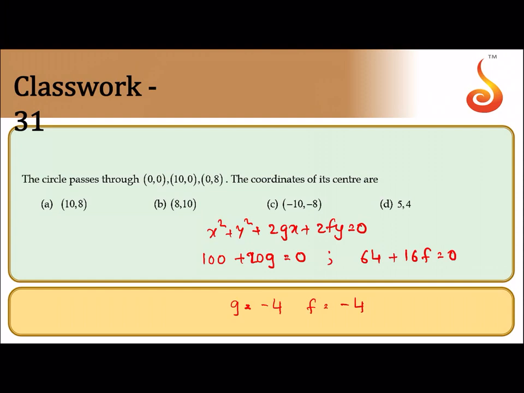Sorry, we did somewhere a mistake. Let me check. This is 100. 100 plus 20g is equal to 0. So we get g is equal to minus 4. What we want is the coordinates of the center. It is also looking like a right angle triangle. This is (10, 0) and this is (0, 8). So the midpoint will give you (5, 4).